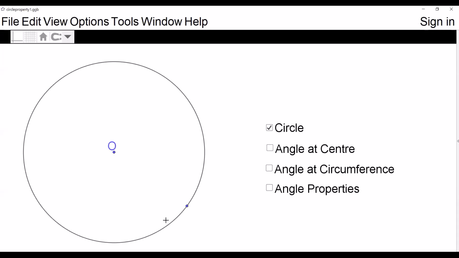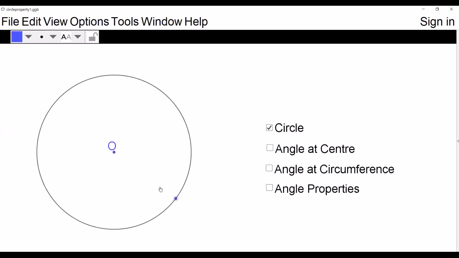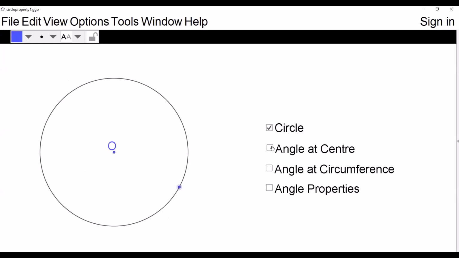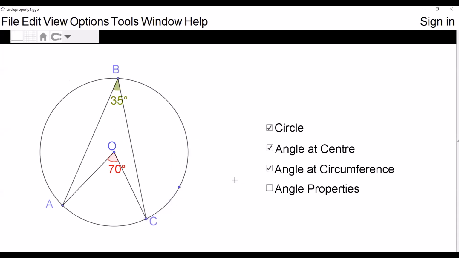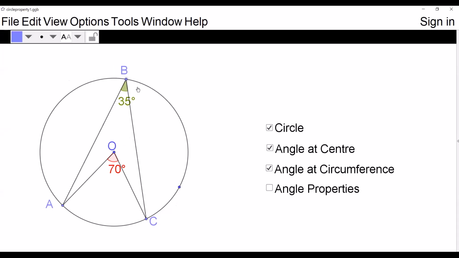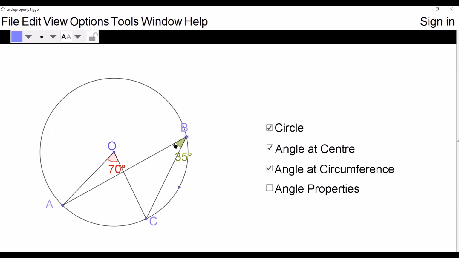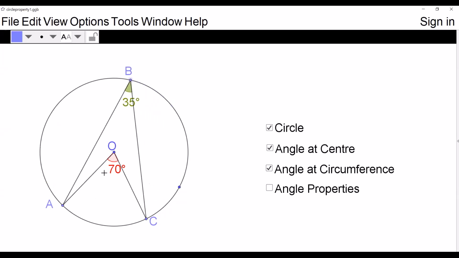So this is a circle with center O, and this is the angle at the center. We can have any angle size, and we now add an angle at the circumference. We can see here that angle at center is 70 and angle at circumference is 35. Let us vary the angles.